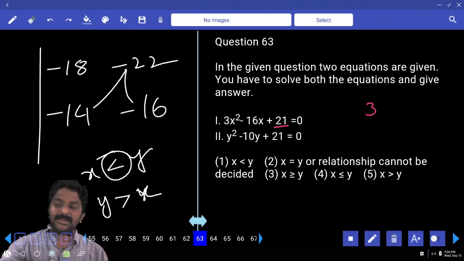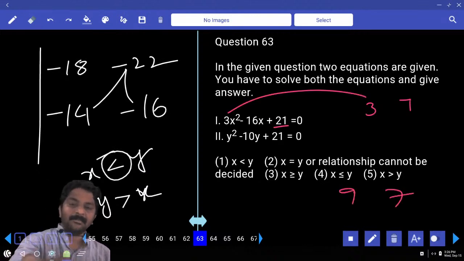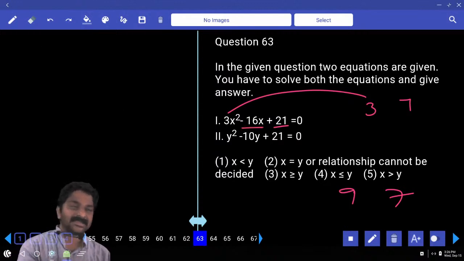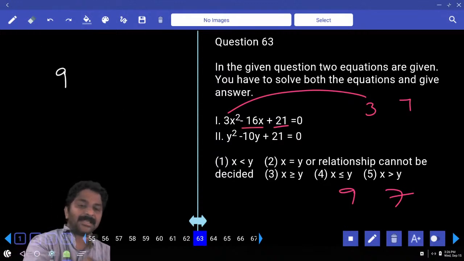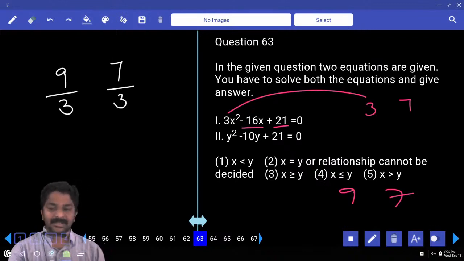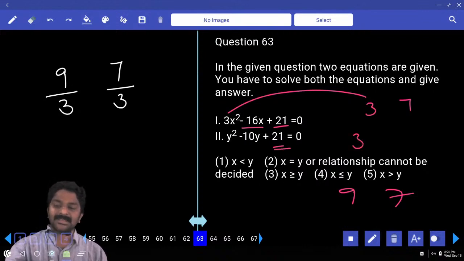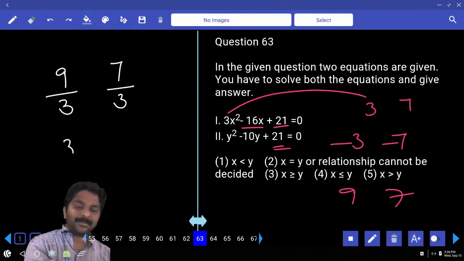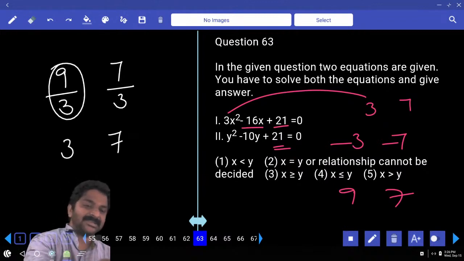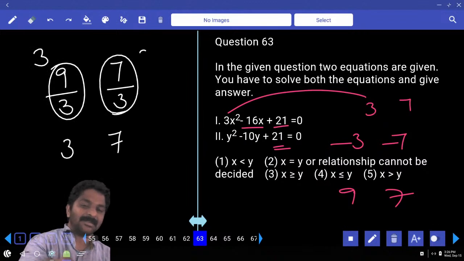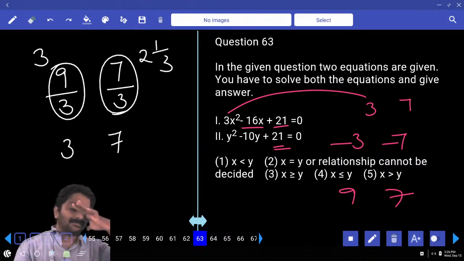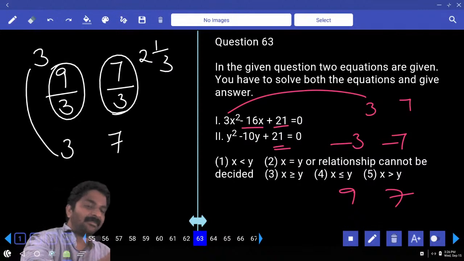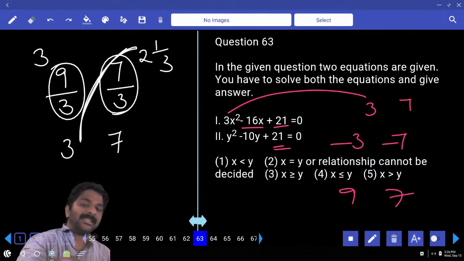21 can be written as 3 into 7, 3 into 3, 9 and 7. Minus 9 minus 7 minus 16 is the combination. Factors are plus 9 plus 7 divided by the coefficient of x square, 3. 21 can be written as 3 into 7, minus 3 minus 7 is the combination. Then factors are plus 3 plus 7. How much is this number? 3. How much is this number? 2 1 by 3. 3 and 3 equal 3 and 2 1 by 3.